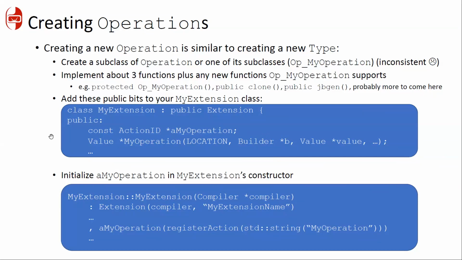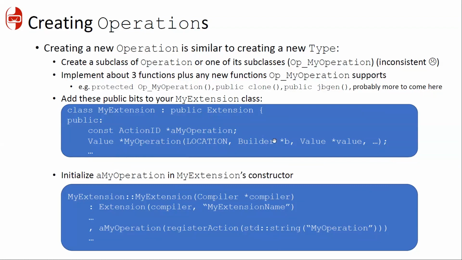So you also have to add some public bits into your extension class so that people can figure out how to use this operation. One of them is a thing called an action ID. So now that operations are completely dynamic and not statically embedded into the language, it's not an enum anymore that you can use. It's actually just an ID number that gets assigned by the compiler. The compiler assigns actions as you register operations. And so you need to store what that number is that corresponds to a particular operation.